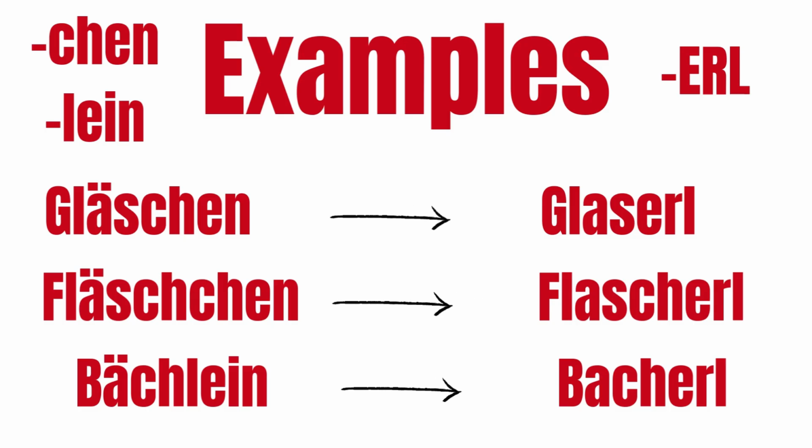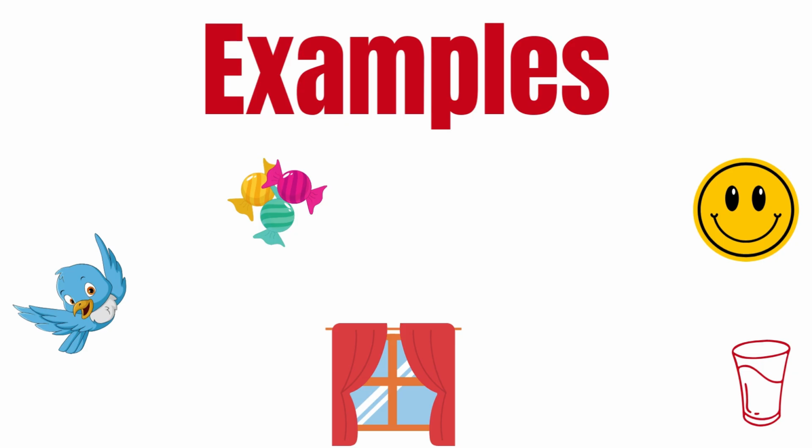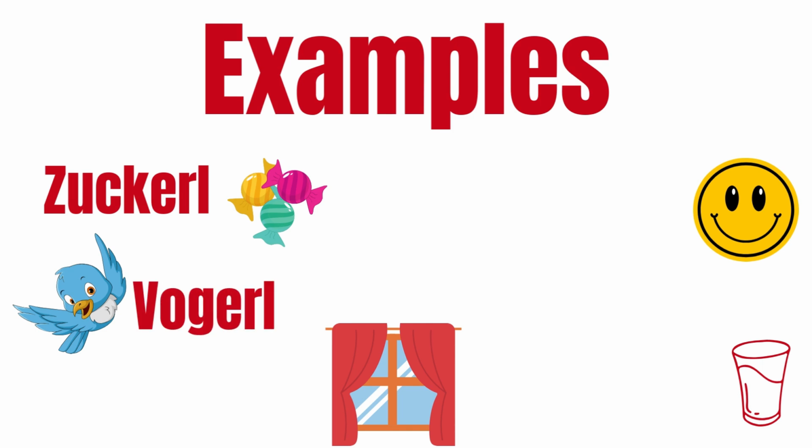Let's take a look at some examples of Austrian words that use the L sound. If you want, you can repeat after me to practice the pronunciation and learn their meanings. The first example: Zuckerl, which means candy. Zuckerl. The second example: Vogerl, which is a small bird. Vogerl.